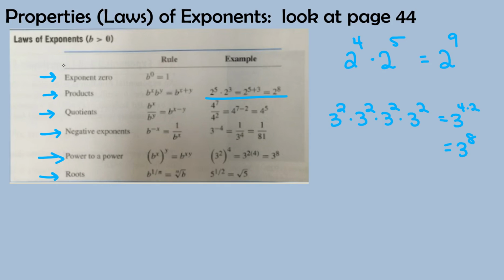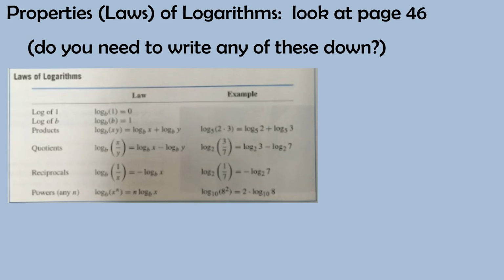Not 0 to the 0, though, but any other value of b, like 1 to the 0 is 1, 2 to the 0 is 1, etc. Okay, now let's also review our logarithm laws, or properties of logarithms, which are on page 46 of your book. And we spend a lot of time in Algebra 2 and pre-calculus talking about the product property and the quotient property and the power property of logarithms.